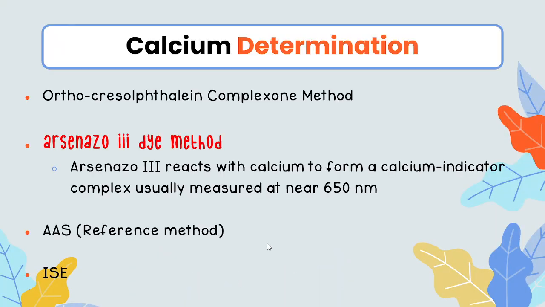So let's proceed to your arsenazole 3 dye. So here, arsenazole 3 reacts with your calcium to form a calcium indicator complex and is usually measured at near 650 nm. So basically, wala po siyang na-mention in terms of what is the end color that will be produced. Basta what is used here is your arsenazole 3.